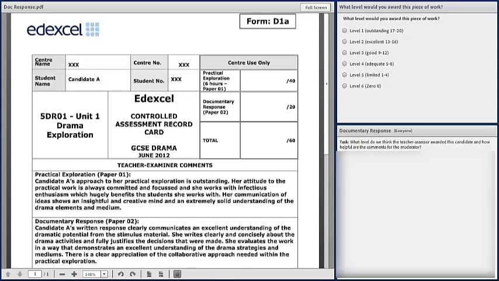And the open question that we've got for you is, what level do we think the teacher assessor awarded this candidate, and how helpful are the comments for the moderator? But do feel free to type into the chat box any other comments that you might have. Oh, I can see there's some very eager beavers who have already voted on what level they would award the piece of work, and I'm assuming that you guys have done your homework and come to the standardisation meeting having pre-standardised, so well done. Well done you.